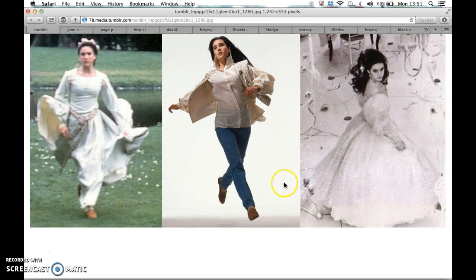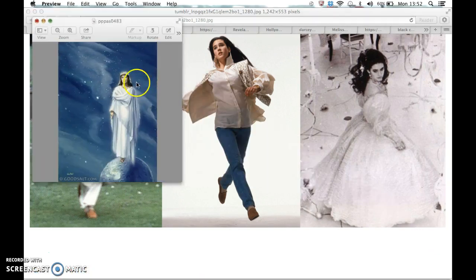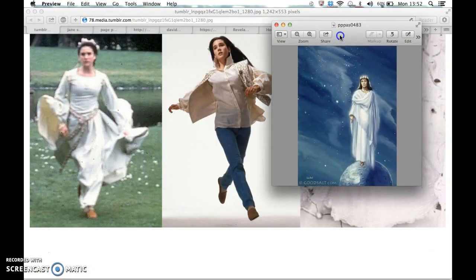So, basically, first of all, the main character is called Sarah, and she represents the Revelation 12 woman. You see that she's wearing white for heaven and blue for Jesus. You see, this is the Revelation 12 woman right here. See how the clothing that Sarah is wearing pretty much matches the clothing that this woman is wearing.